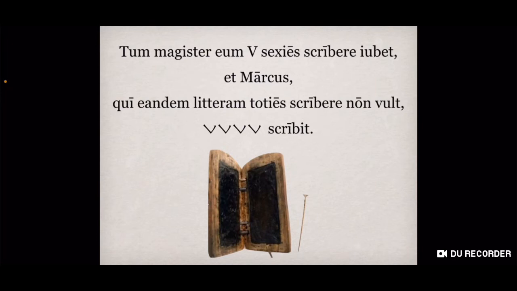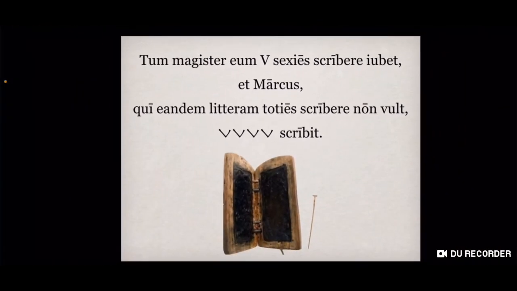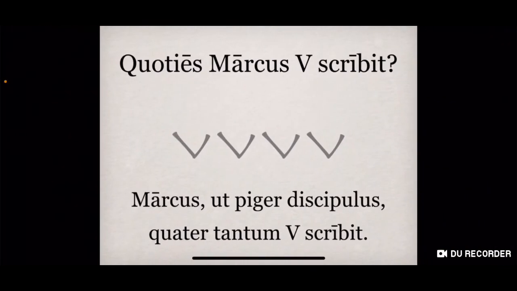Quoties Marcus u scribit? How many times does Marcus write u? Marcus ut pigere discipulis quater tantum u scribit. Marcus, who was like a lazy student, writes u 4 times, only 4 times.